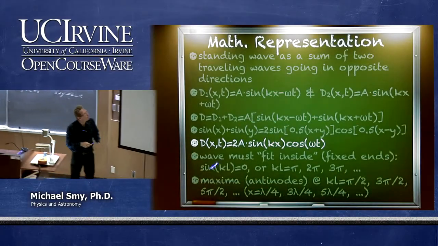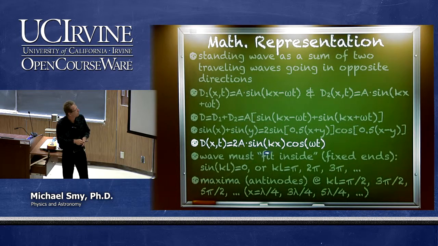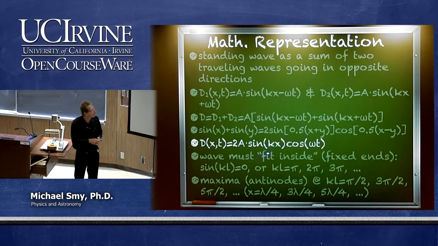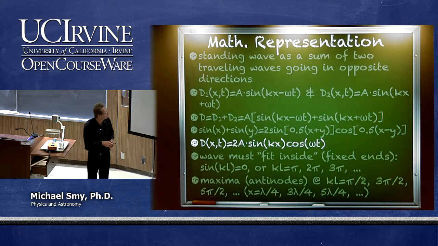In this sum, we actually separate the spatial dependence of the wave from the time dependence. And that's exactly why it looks like it's standing, because this part describes where the nodes and the antinodes are. And this just describes the harmonic motion, or the vibration, of the entire thing.